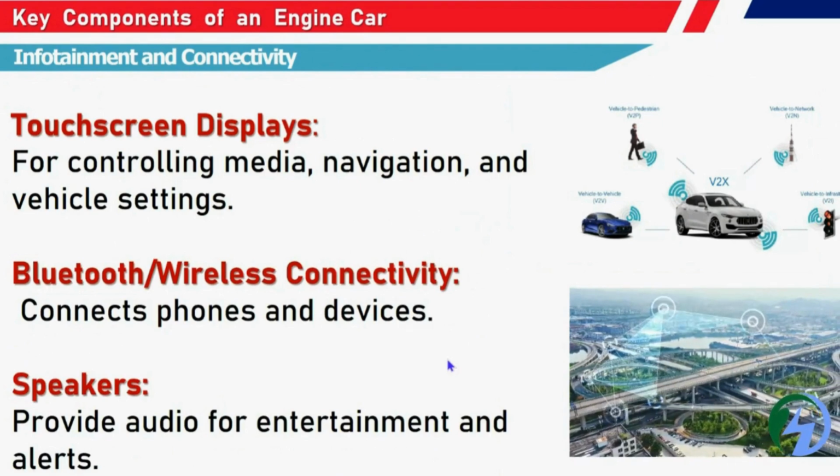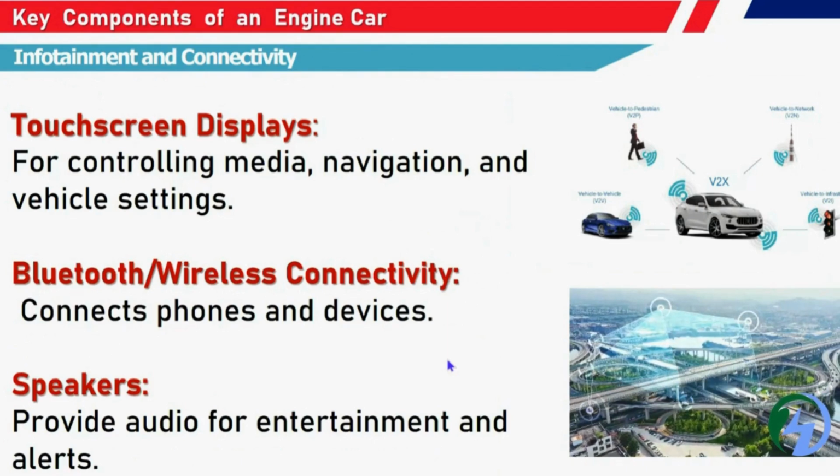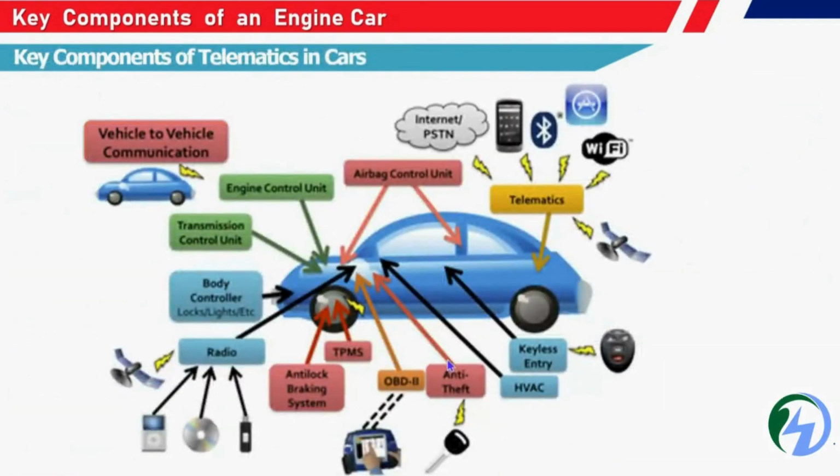So a major role will be played by infotainment and connectivity. There are some other components that will be added along with infotainment. It is telematics in the car, so vehicle-to-vehicle communication will happen towards the ECU, and the ECU will transmit the information to the other vehicles.